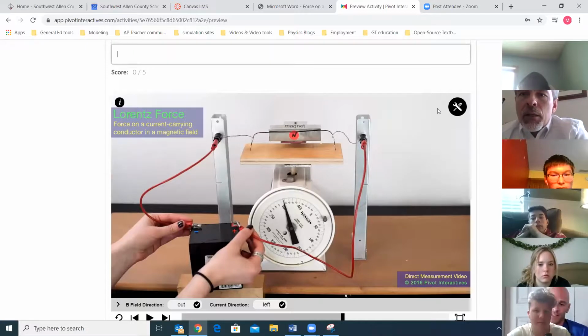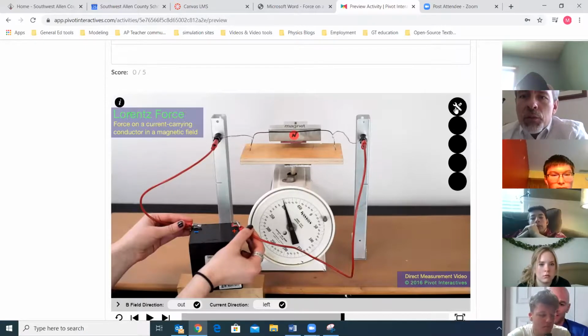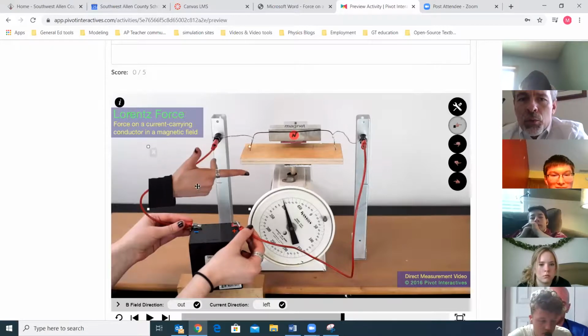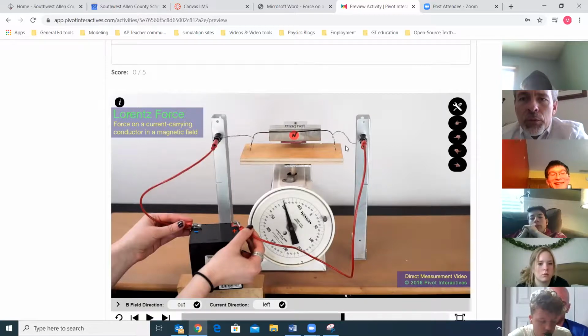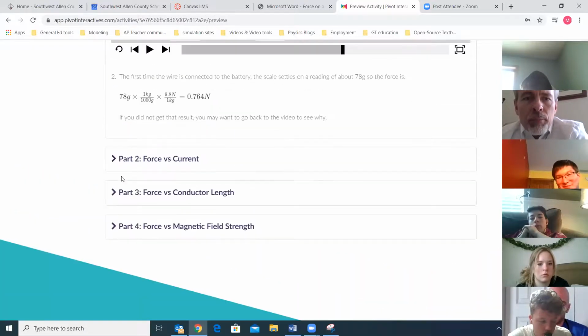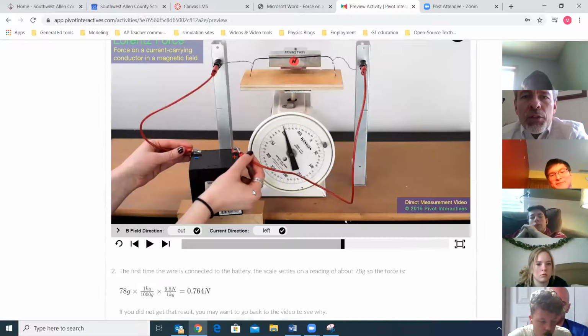There are some other things that I want you to see that you can do over here. You can use your right hand rule to figure out stuff. So there are little tools on here. This is just understanding the equipment.